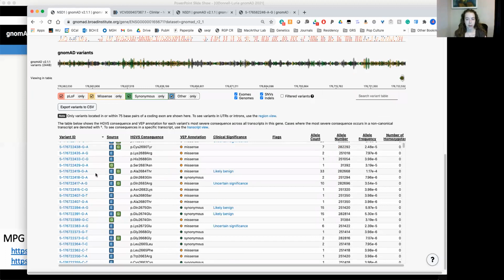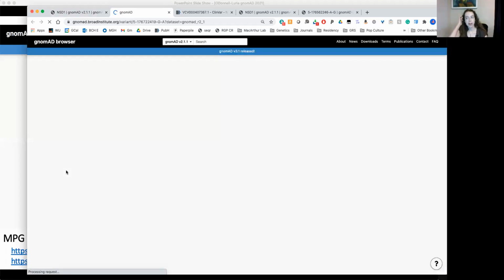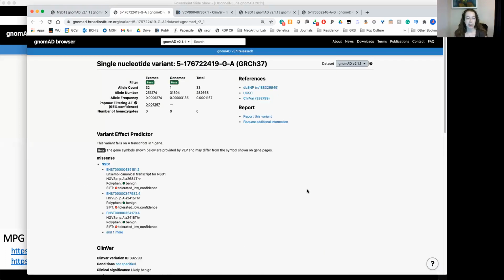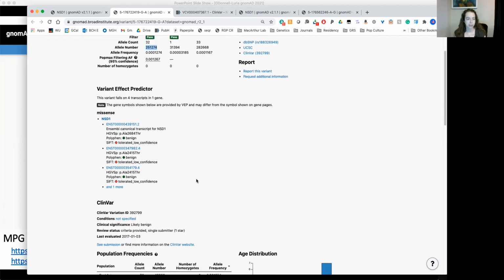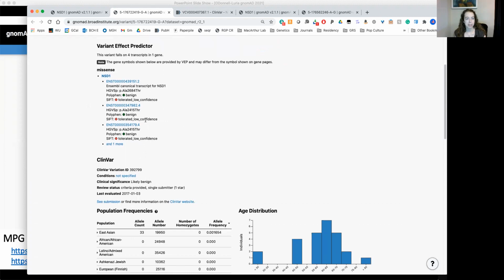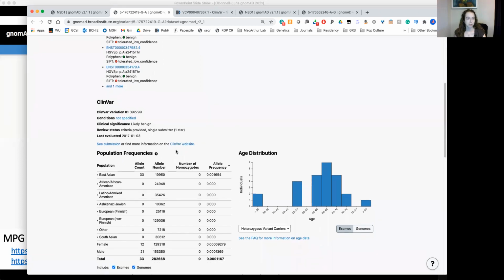Okay, so let me just pick a variant here. I'm going to pick this missense variant. On any of the variants, you can click and get to the variant page. This will tell you how often the variant is seen in exomes and how often in genomes, remembering that, again, there are many more chromosomes and samples in the exome data set than the genomes. It'll tell you the allele frequencies, which you shouldn't compare too closely because the ancestry breakdown is different across the two data sets. We give some basic PolyPhen and SIFT in silico markers there, which are transcript specific.